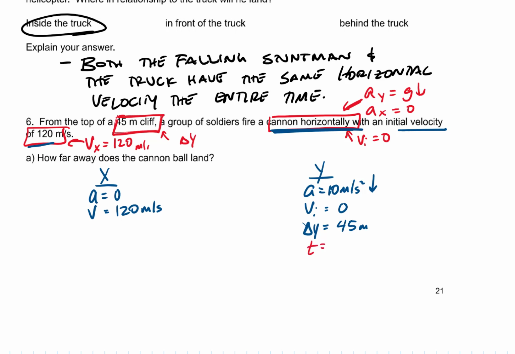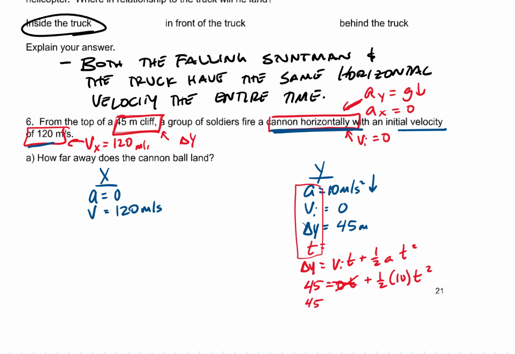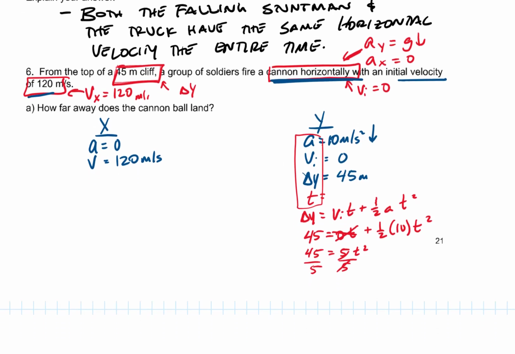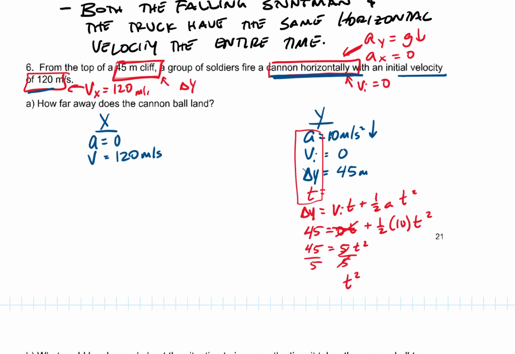Well, I can find the time in the y direction because I have enough information. I've got delta y is equal to v initial times time plus 1/2 acceleration times time squared. So 45 is equal to 0 times time plus 1/2 times 10 times time squared. That goes away. And so I have 45 is equal to 5t squared. Divide both sides by 5. Those 5's go away. And I get t squared is equal to 9. So the time, when we square root both sides, comes out to be 3 seconds.